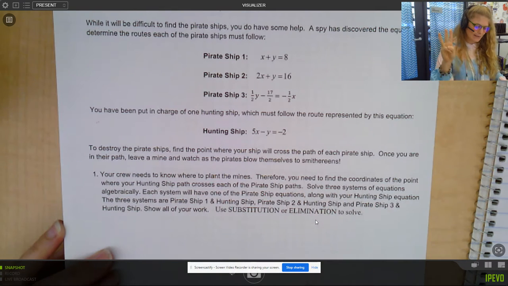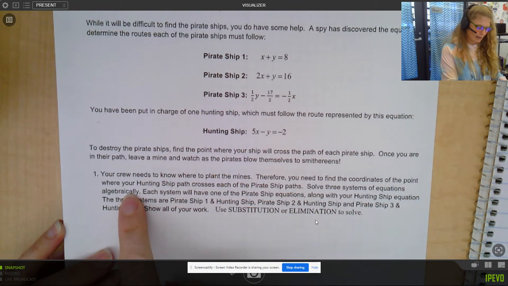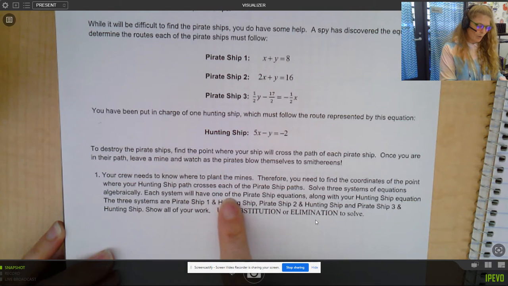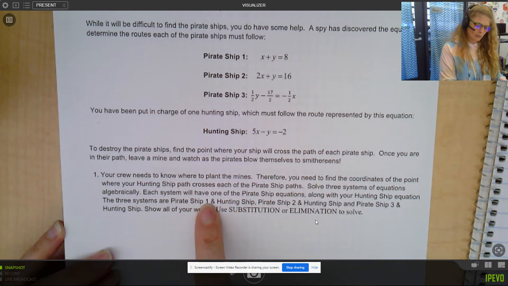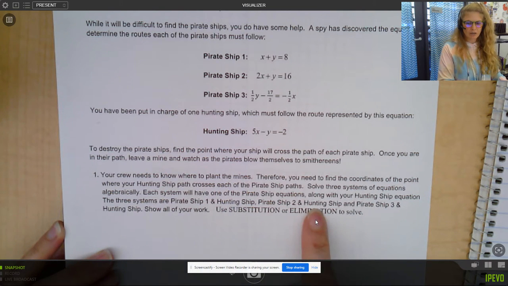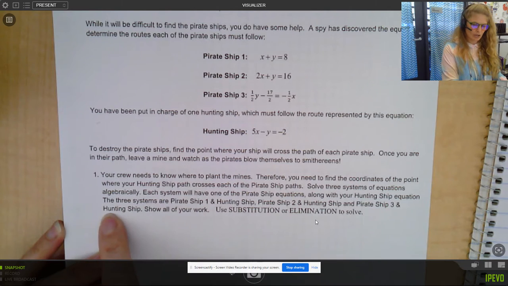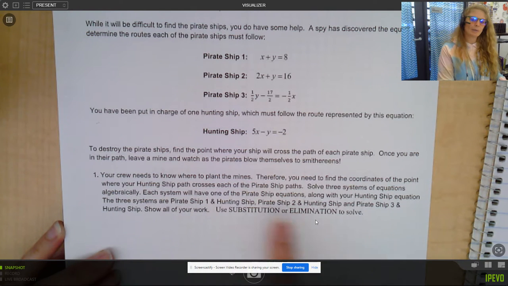You're going to solve three systems of equations algebraically. Each system will have one pirate ship equation along with your hunting ship equation. The three systems you're going to make are Pirate Ship 1 and Hunting Ship, Pirate Ship 2 and Hunting Ship, and Pirate Ship 3 and Hunting Ship. We're going to show all your work, and you can use substitution or elimination to solve.